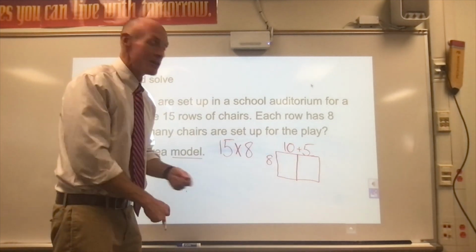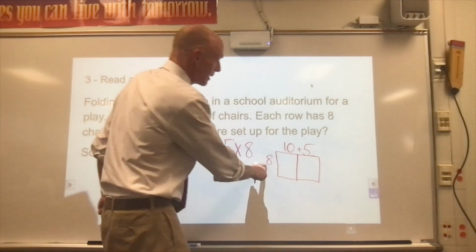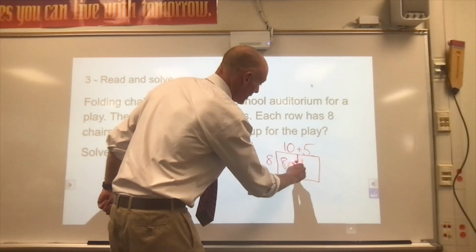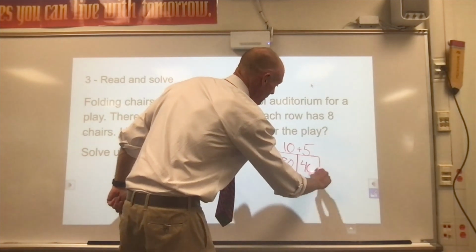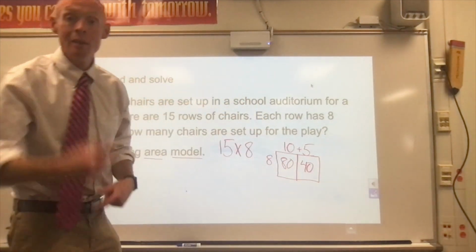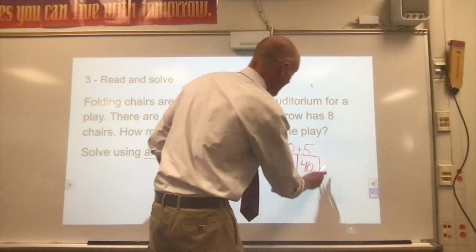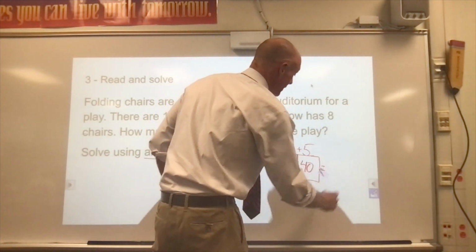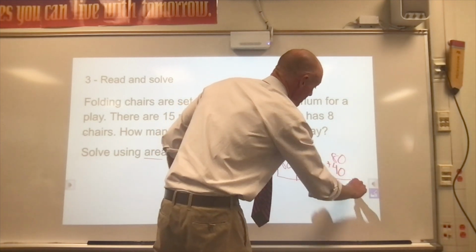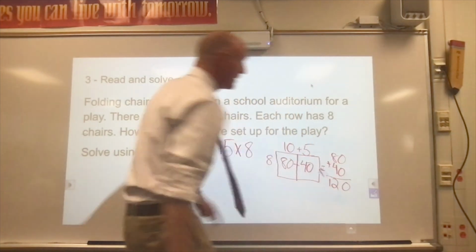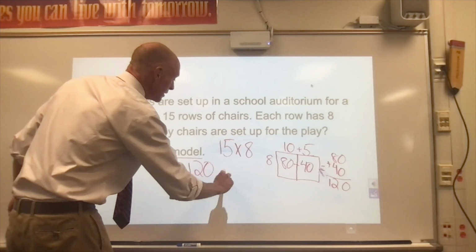Now when you multiply using the area model, start with the side, multiply the number on the top. So we have 8 times 10, which is 80. And then you have 8 times 5, which is 40. Awesome. Last step, add them up. 80 plus 40 is equal to 120. I have a total of 120 chairs.